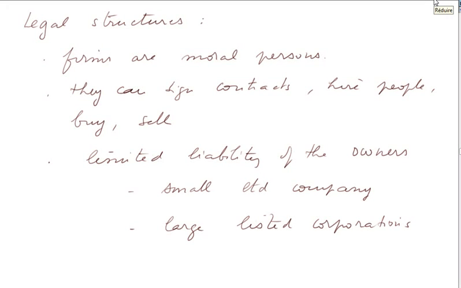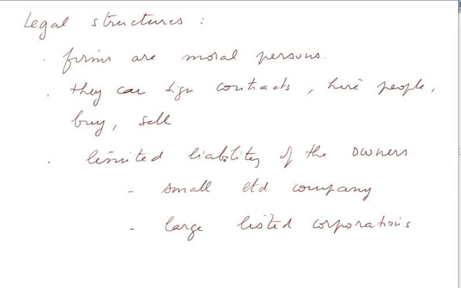Firms have a legal structure, and there are several legal structures. Firms are moral persons. They can sign contracts, hire people, buy, sell, etc. And since the 19th century, all over the world, most of them are what's called limited liability firms. That is, the owners who put the initial money in the firm, in a way that we shall see, have their liability limited to the amount of money they put in the firm. If the firm goes bankrupt and owes a lot of money, the owners cannot lose more than the money they had put at first in the firm.